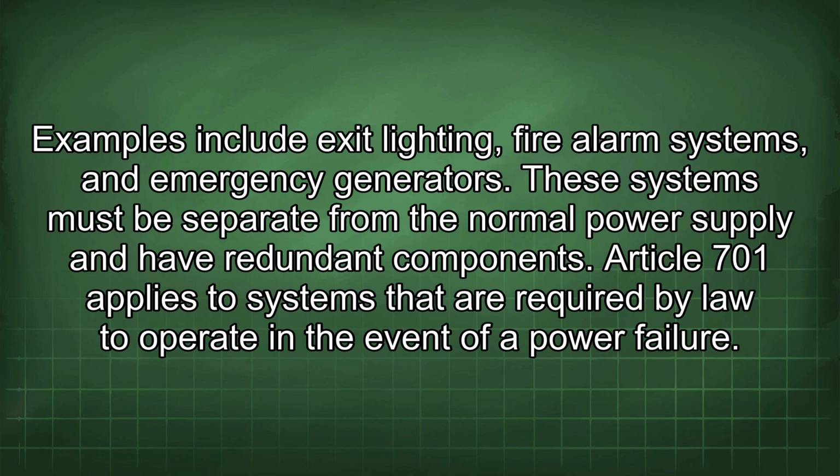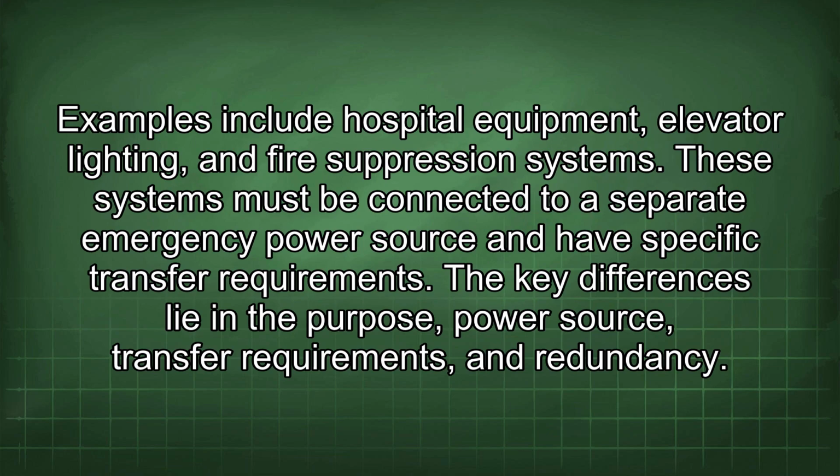These systems must be separate from the normal power supply and have redundant components. Article 701 applies to systems that are required by law to operate in the event of a power failure. Examples include hospital equipment, elevator lighting, and fire suppression systems. These systems must be connected to a separate emergency power source and have specific transfer requirements.